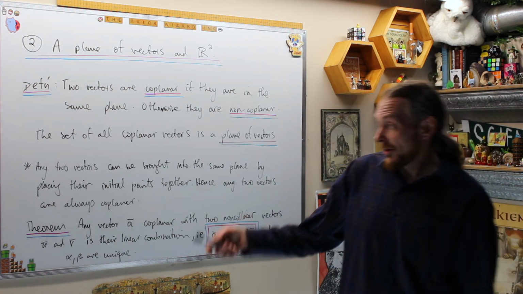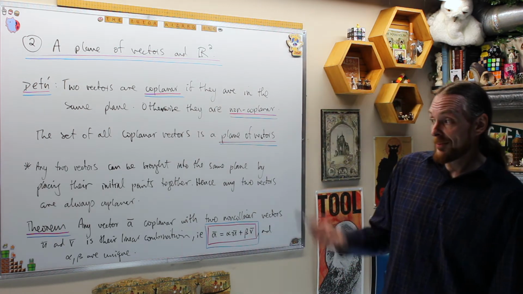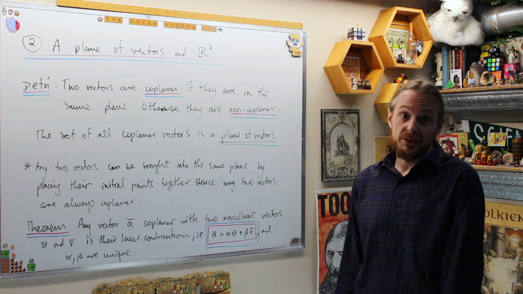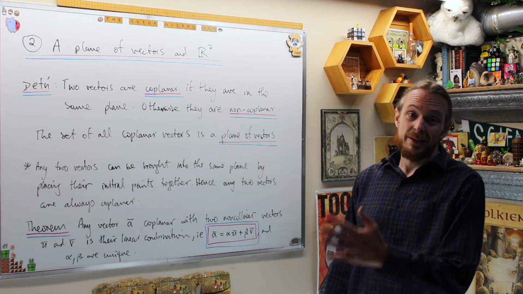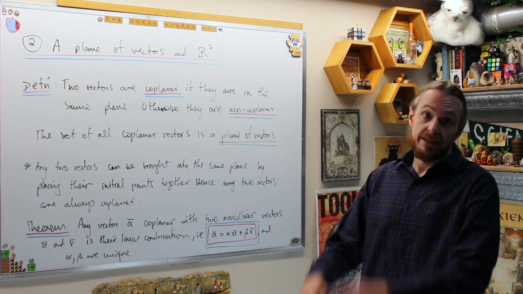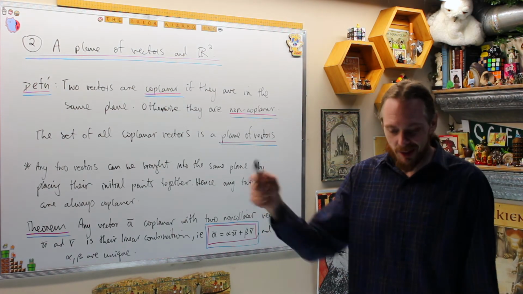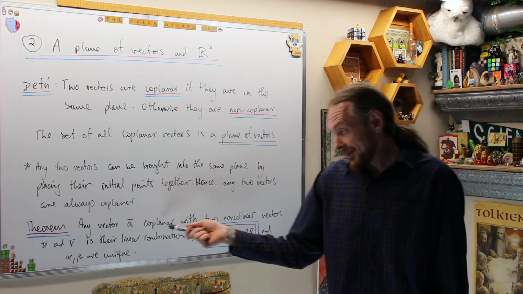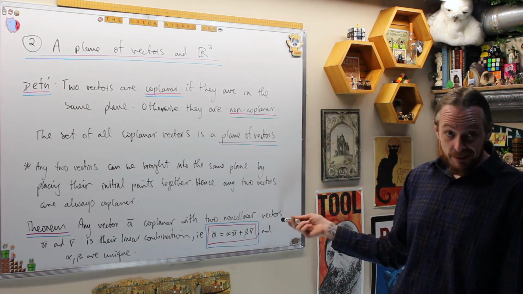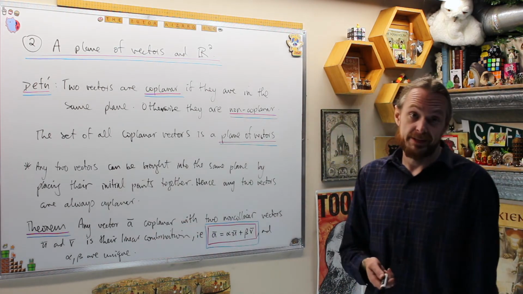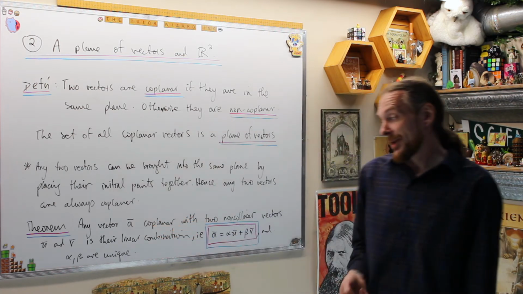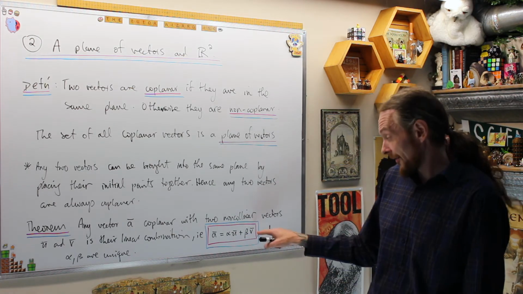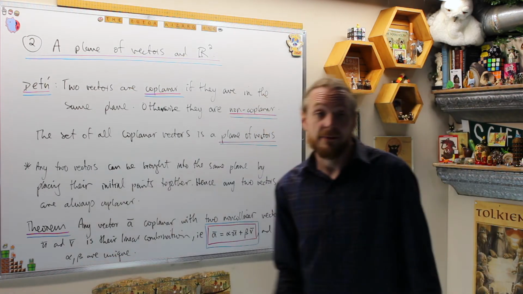To do that, we notice that any 2 vectors can be brought into the same plane by placing their initial points together. This is actually a ramification of Euclidean geometry. One of the axioms says that there's exactly one plane containing 2 lines that intersect. So any 2 vectors are always coplanar. What we're going to do with that is a theorem. If A is coplanar with 2 non-collinear vectors u and v in that same plane, then A is always a linear combination of u and v, i.e. A can be written as alpha times u plus beta times v. And moreover, alpha and beta are unique.